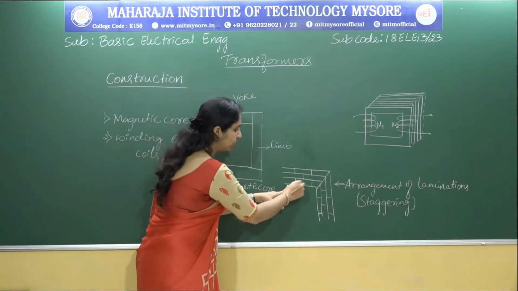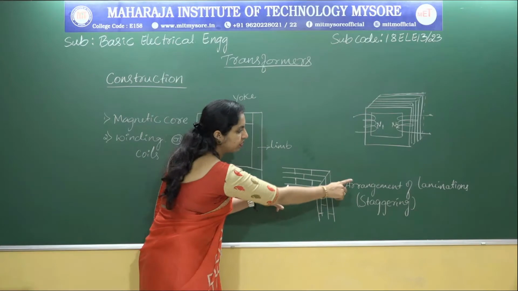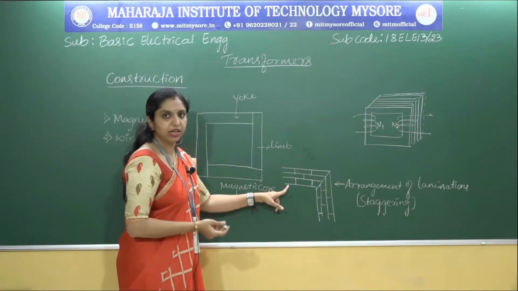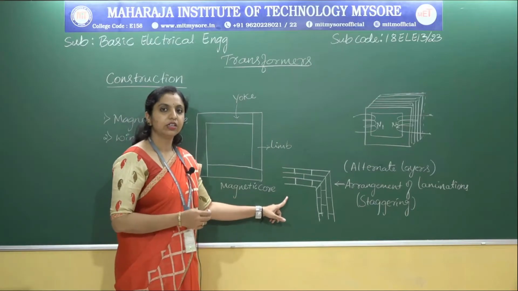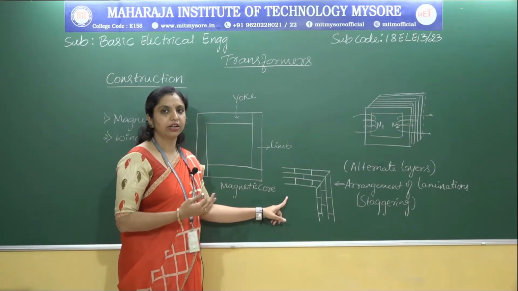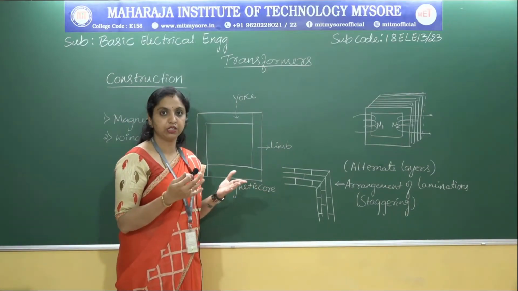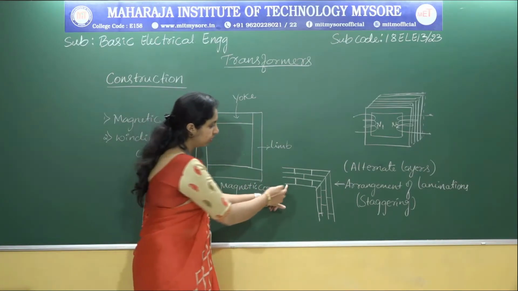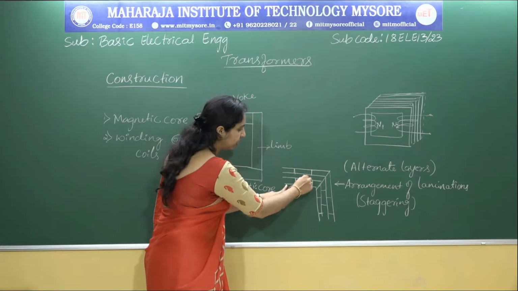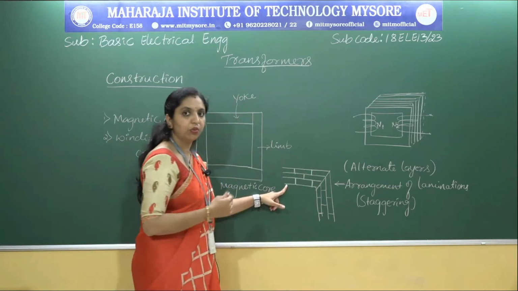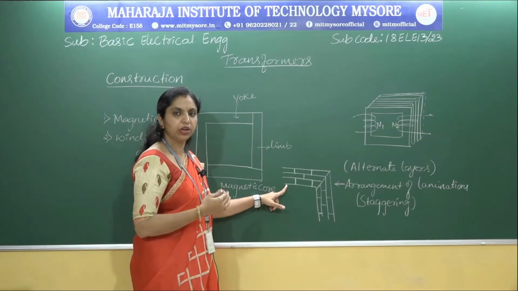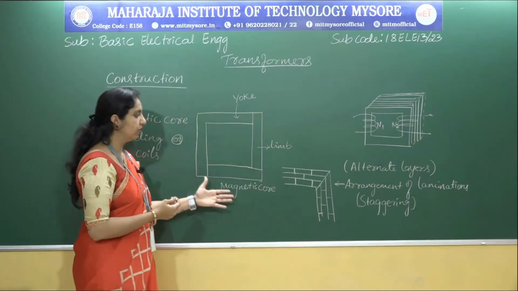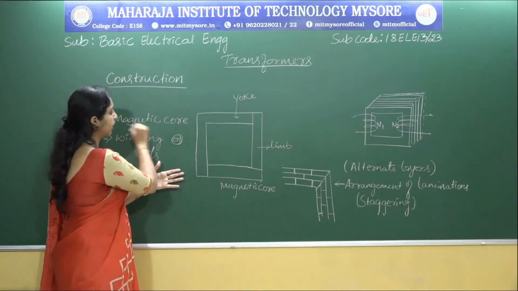And of course, the arrangement of the laminations is nothing but staggering. As you can see here, to avoid the high reluctance, that means high opposition, especially at the joints, alternate layers are stacked. You can see alternate layers are stacked here to avoid the air gaps again, especially at the joints. So this is the construction of the first part, that is the magnetic core.